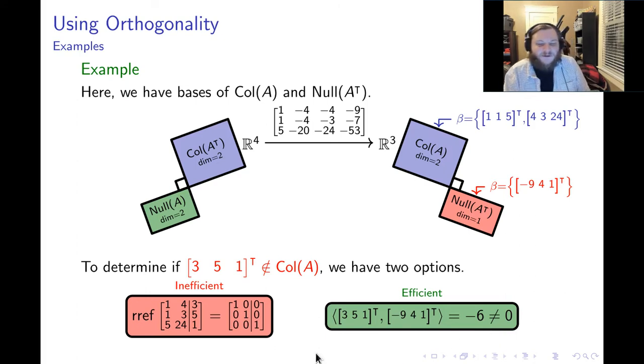So I sort of cheated here on the left because I outsourced the calculation to a computer, whereas the calculation on the right here is not so bad. It's just a little bit of mental arithmetic to figure out this inner product is -6. So our perspective is that we always prefer efficient methods over inefficient methods, and this perspective of orthogonality allows us to work more efficiently.